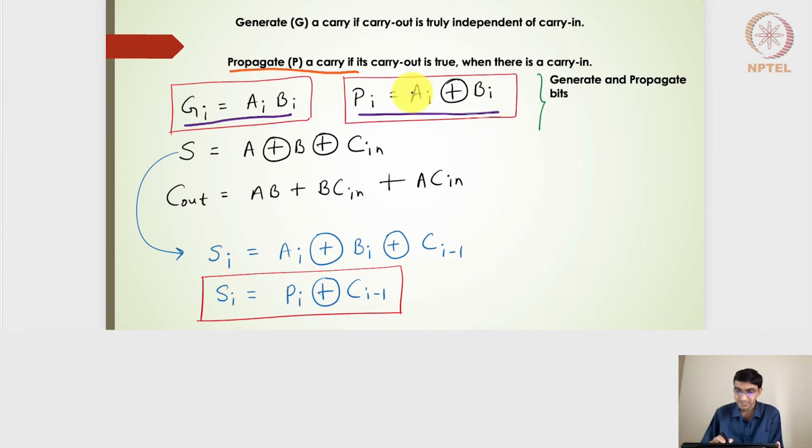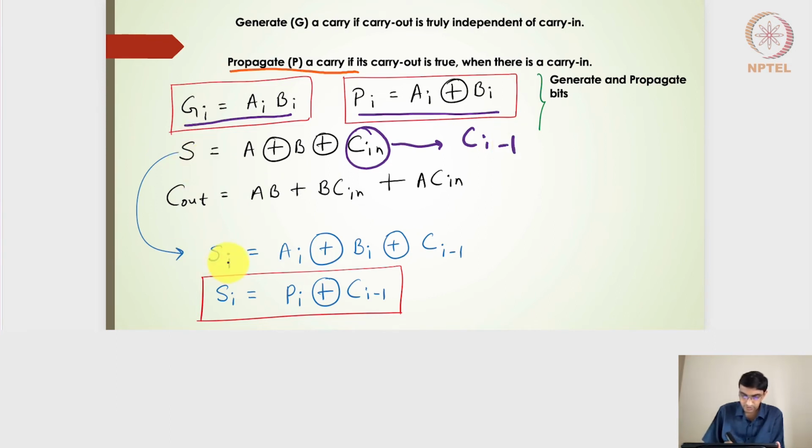So what it really means is, if Pi is 1, that is only when the carry out is propagated from the carry input. Gi is 1 means the ith bit is actually generating a carry out. With this definition, the sum bit can be expressed as A XOR B XOR C input. And the C input can also be considered as Ci minus 1.